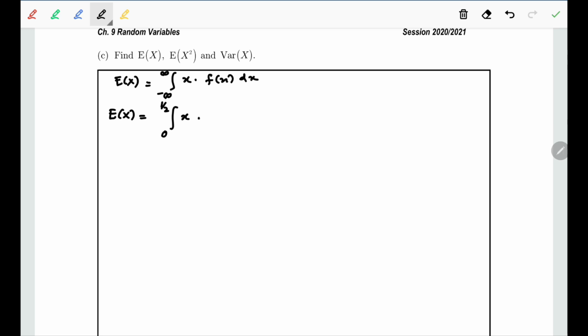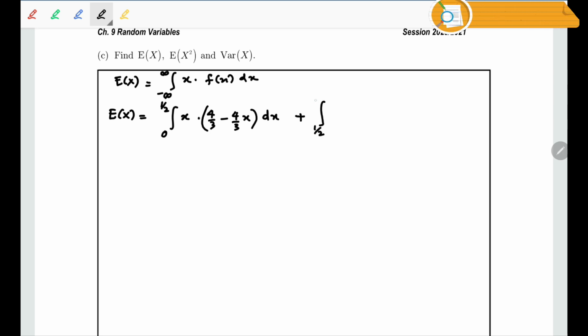the function here, 4 over 3 minus 4/3 x dx, plus integration for the second function, which is from the interval 1/2 until 1, and x multiplied with the function 4/3 x. Right, so to make it easier, we can just take out the 4/3 outside. So just take out 4/3.